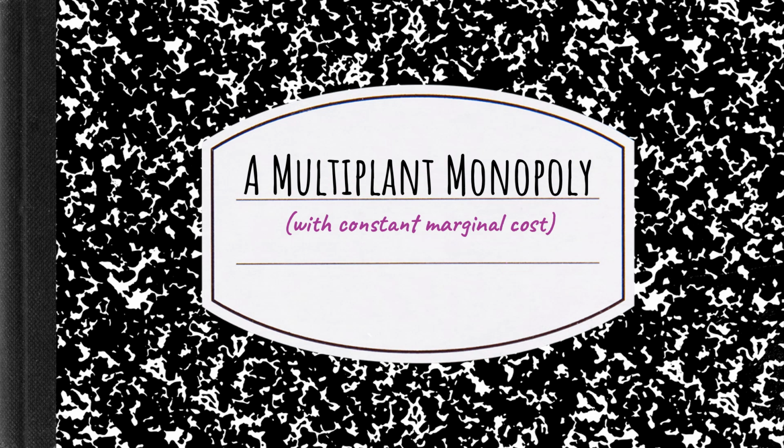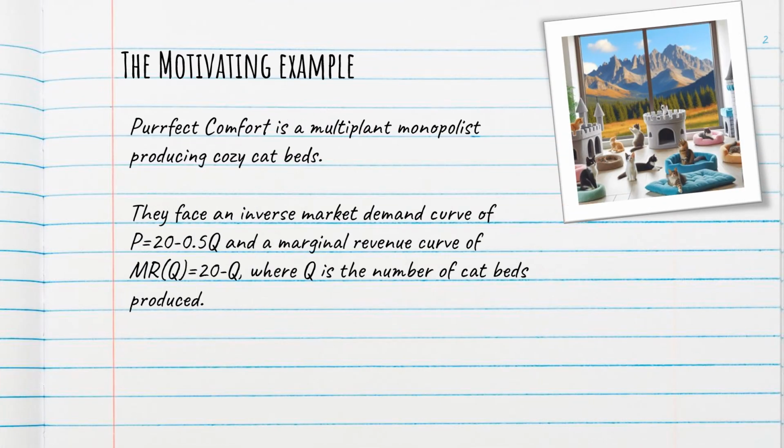In this short video, we're going to learn how to solve a multi-plant monopoly question when one firm has a constant marginal cost. Perfect Comfort is a multi-plant monopolist producing cozy cat beds. They face an inverse market demand curve of 20 minus 0.5 Q and a marginal revenue curve of 20 minus Q.